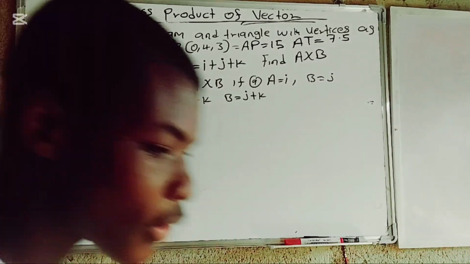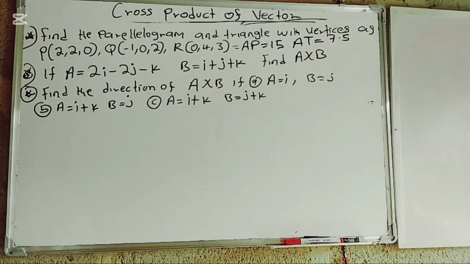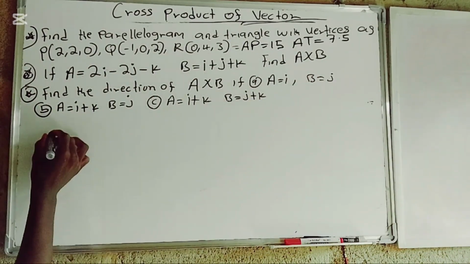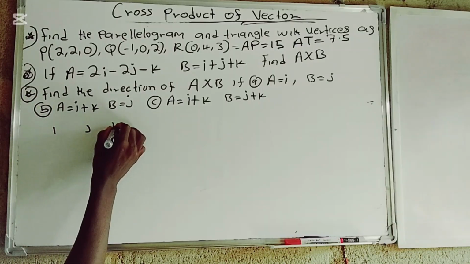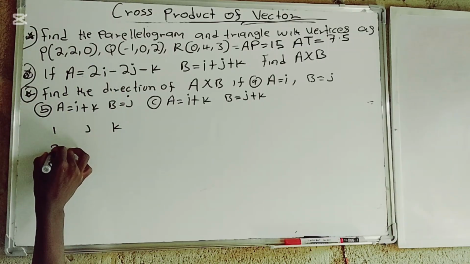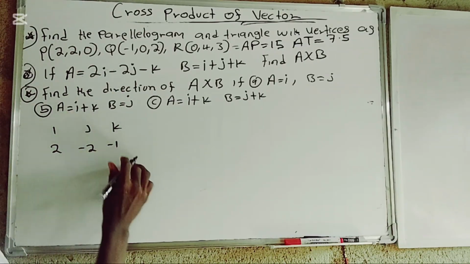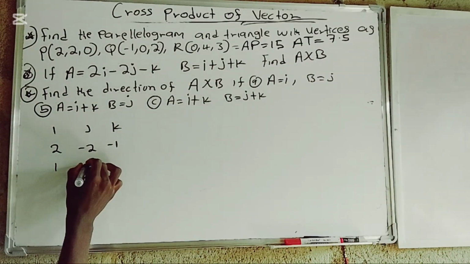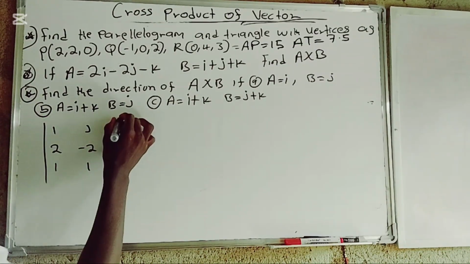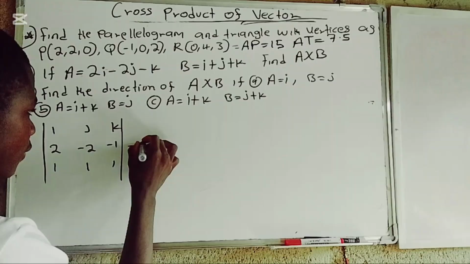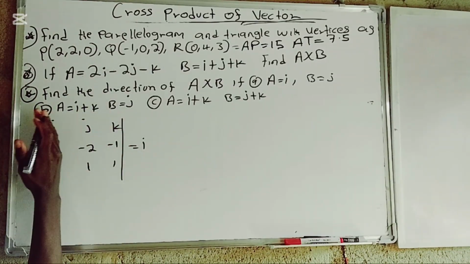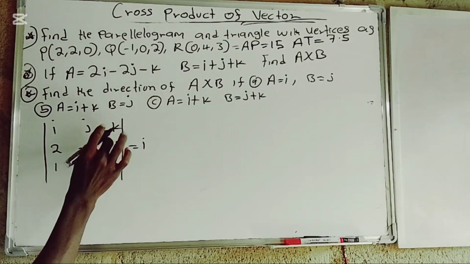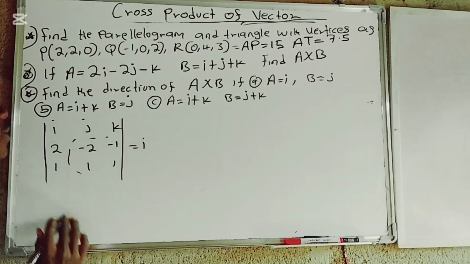So the next question is cross product. Feel free to pause the video. It is just a cross product, guys. i, j, k. I will have 2, negative 2, negative 1, and I'll have 1, 1, and also 1. So don't forget, I will delete this, I will delete this. I'm left with only this.